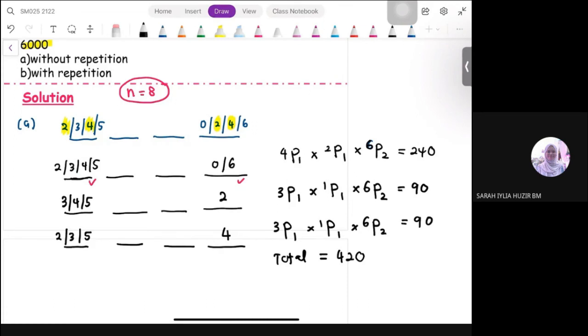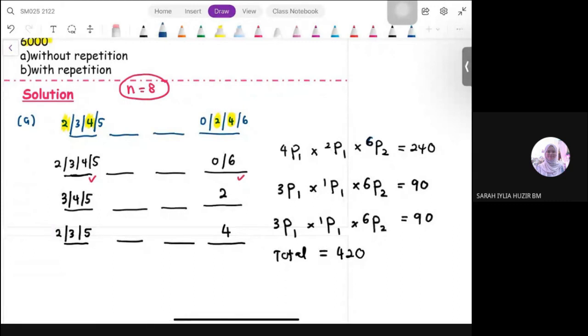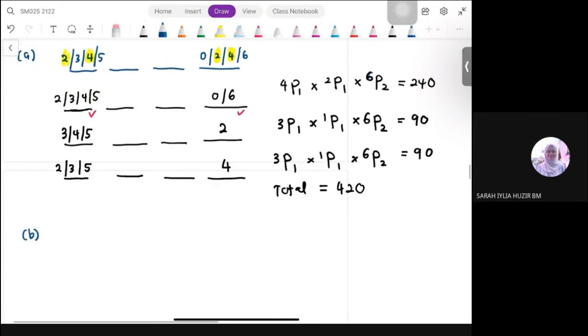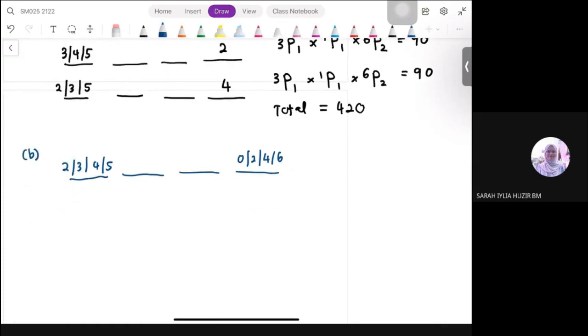Okay, now part B, with repetition. What happened for with repetition case? Means each number can be used repeatedly. Maksudnya setiap nombor kita boleh guna banyak-banyak kali. Okay, our condition is still hold 4 digit. To ensure it's even, tadi kita ada syarat kat last space. We have 4 option. For the first space, kita ada 4 option juga. Okay, since each number can use more than once, for this one, kita tak payah split up the case. Kita boleh kira one go je.